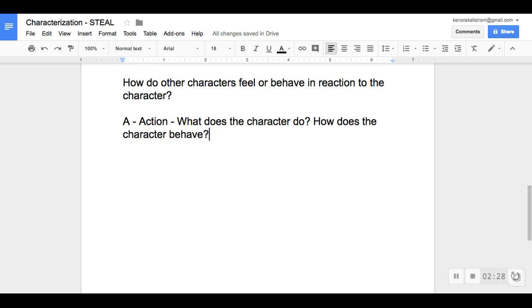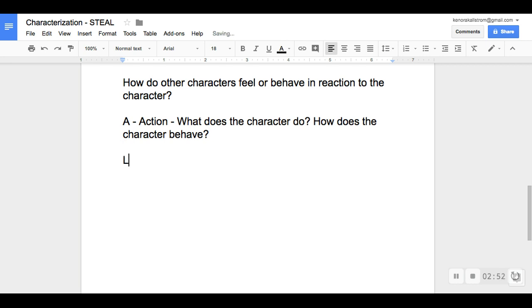Are they a mean person? Do they like to do things quickly, efficiently, effectively? Do they like to procrastinate? Do they like to help others? Are they lazy? What type of actions does this character show? What do they do? How do they behave? How do they act in certain situations? So that's very important to understand.